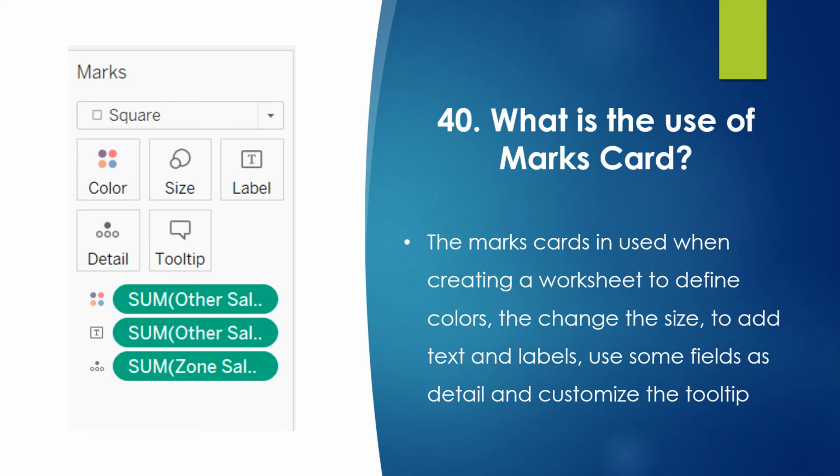Okay. Next, we have what is the use of marks card. As you can see here, in the marks card, we have 5 different things. We have the color, the size, the label, the detail, and tooltip. Also, we have a list to choose the different data visualization that we want to display in our view. For example, it can be a density, it can be square, it can be a line, it can be automatic. So it depends on your task.